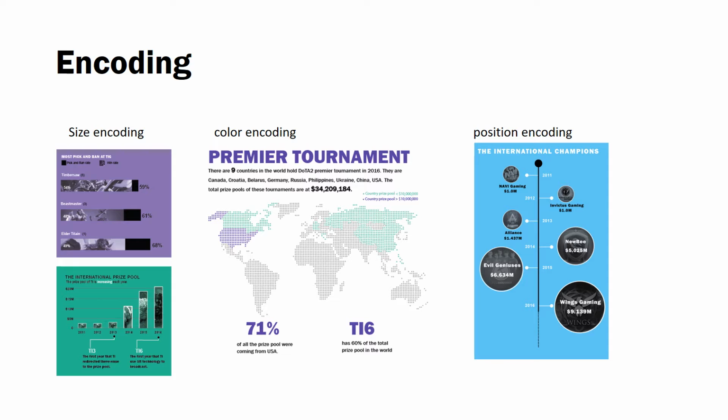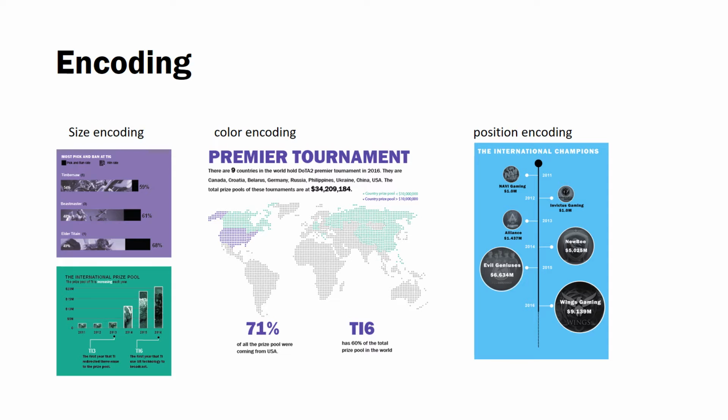Encoding is translating information or data into visual attributes such as size, position, or colors. In my infographic, I use all of these 3 elements. In the size encoding, the bar size means the amount. In the first stacked chart, the length of the bars means the pick and ban rate or the win rate. In the second bar chart, the height of the bar is the amount of the prize pool.